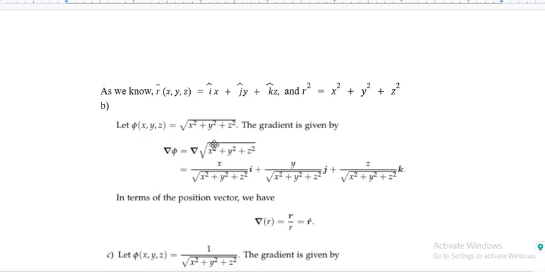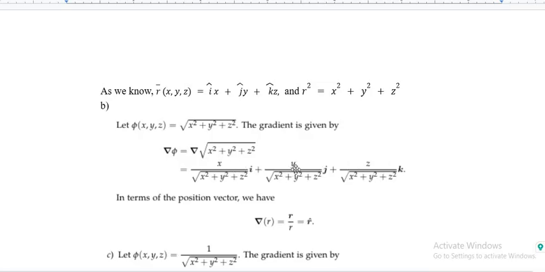So this is x square. When you are differentiating x square, this is twice of x. And under root of this thing, obviously there will be half of this one. So half will be cancelled out. There will be x divided by under root x square plus y square plus z square. Same thing happens for the y. It is also for z. So there will be x plus y plus z.